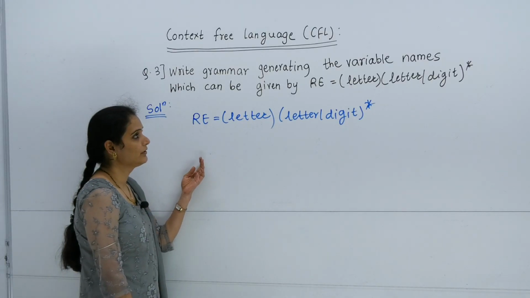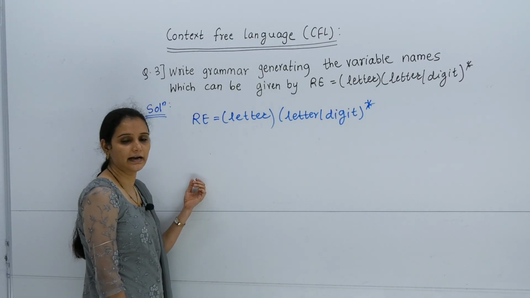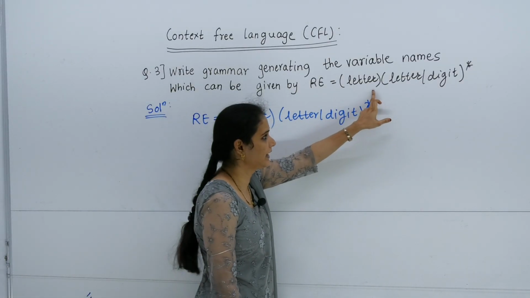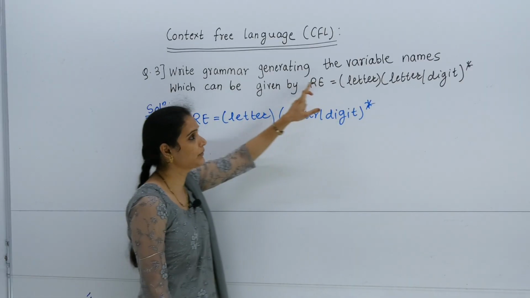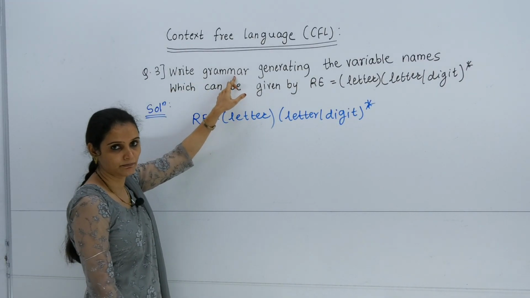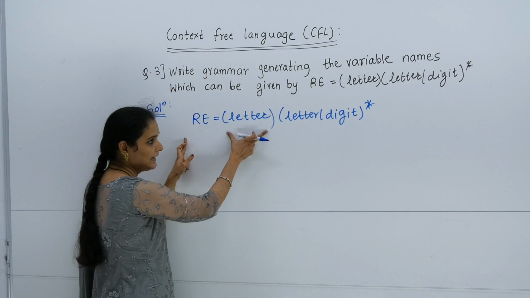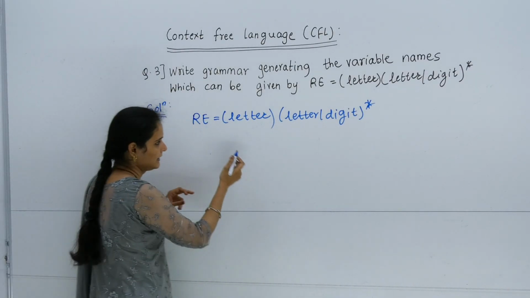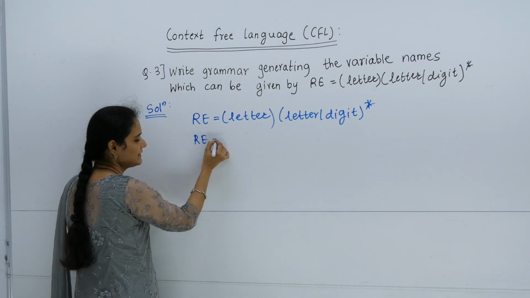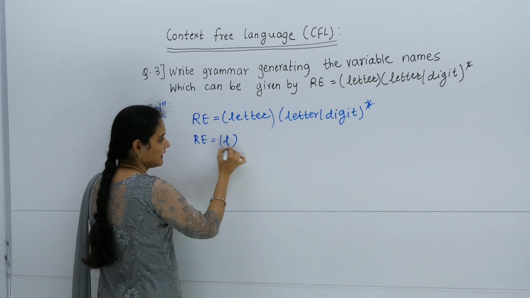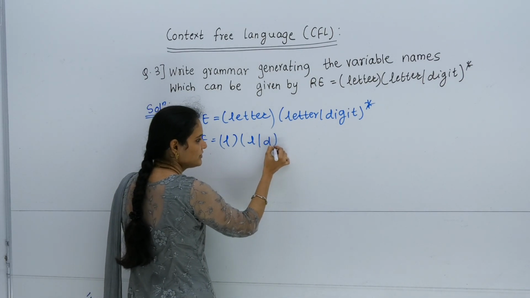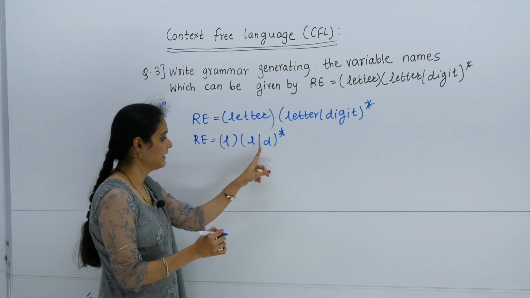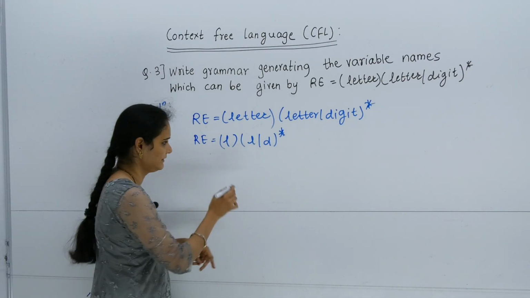In this video, we will see our third example regarding the regular expression, in which a regular expression is given and from that regular expression the question is to derive the grammar. The regular expression is letter followed by (letter or digit) star, which we can also write like this: letter (letter | digit)*. A single letter can be followed by any combination of letters and digits.